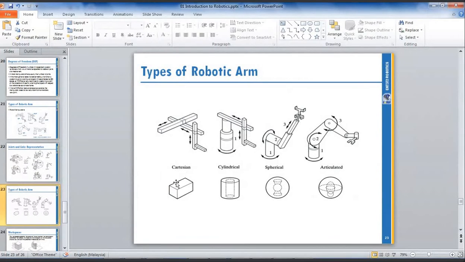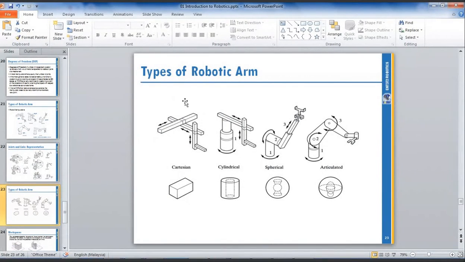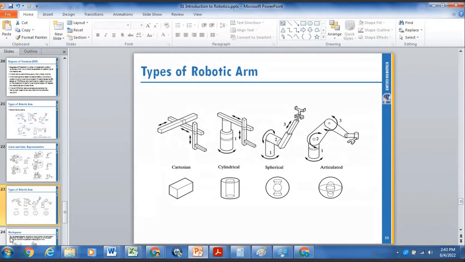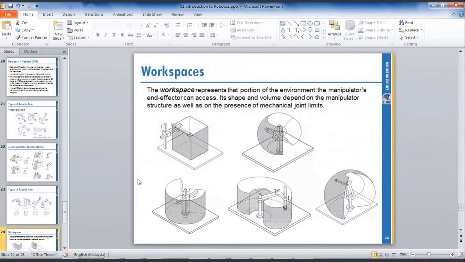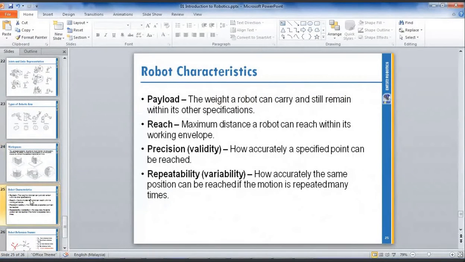So this one is similar to the working envelope. You use Cartesian, you can perform this. Maximum shape is like this, cylindrical like this, spherical, and articulated, and SCARA. So better use this one.